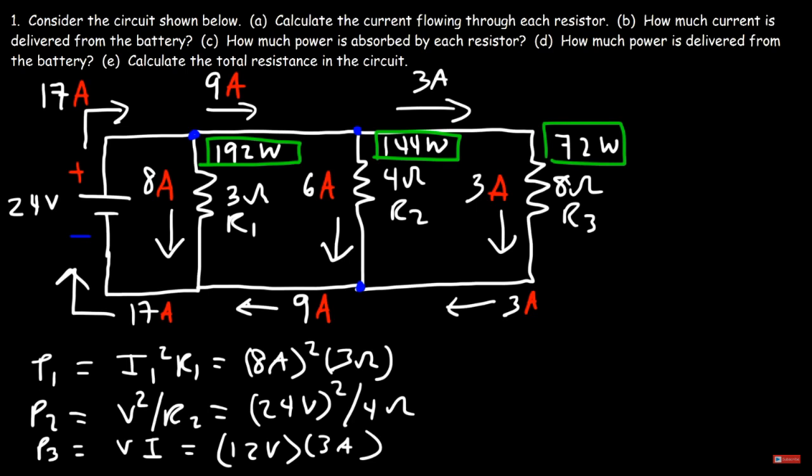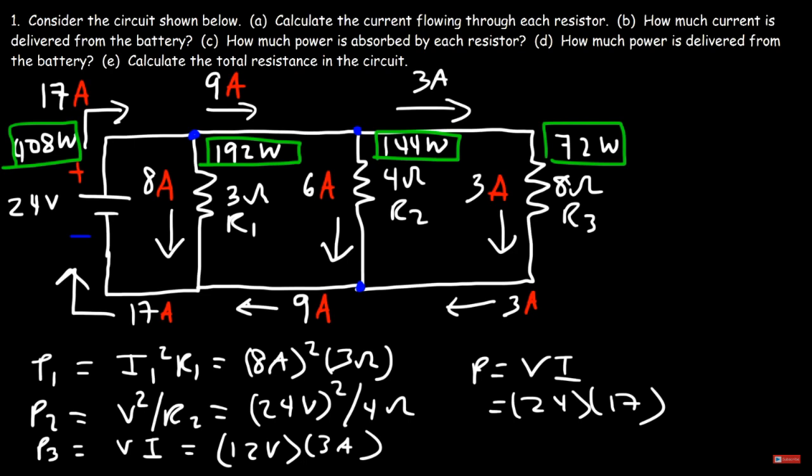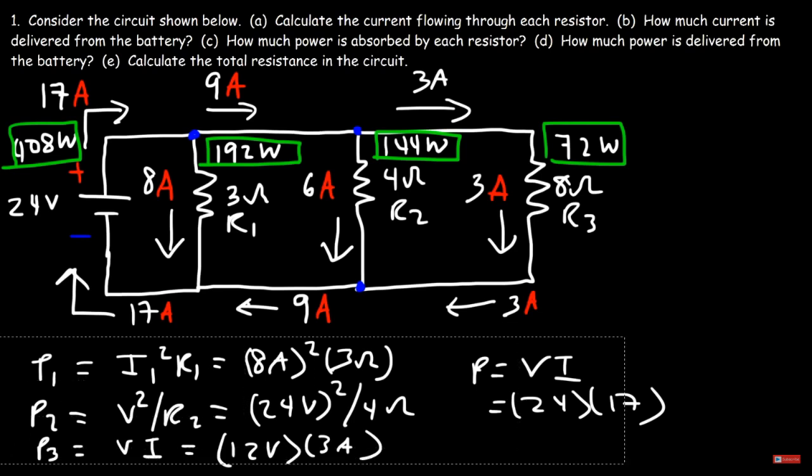So now let's calculate the power delivered by the battery. It's voltage times current. So it's going to be 24 volts multiplied by 17 amps. And so the battery delivers 408 watts. So if we add 192 plus 144 plus 72, it adds up to 408, which means everything so far is correct.